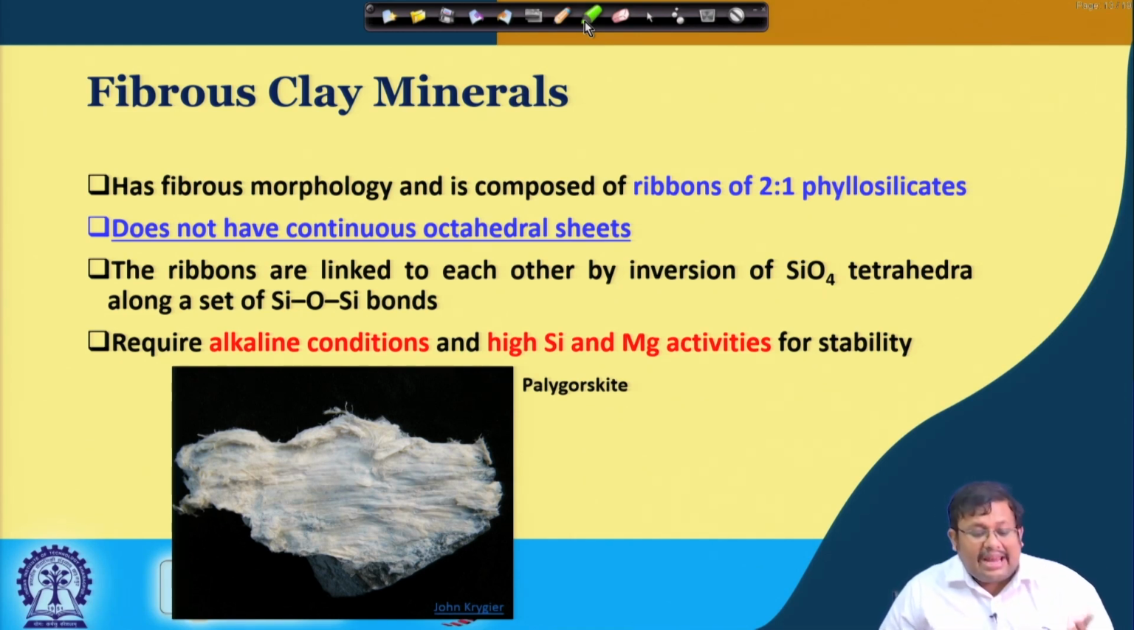Basically, they require alkaline conditions and high silica and magnesium activity for stability. In acidic conditions they will degrade. So, as I was telling you, these ribbons are linked to each other by inversion of silica tetrahedra along the set of Si-O-Si bonds. Let us see.